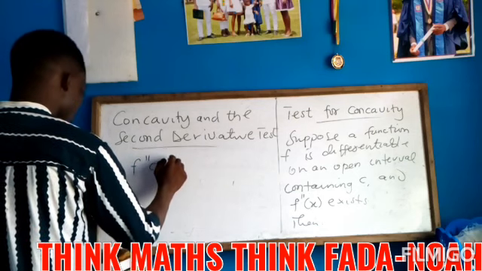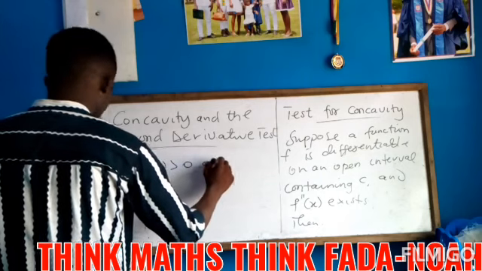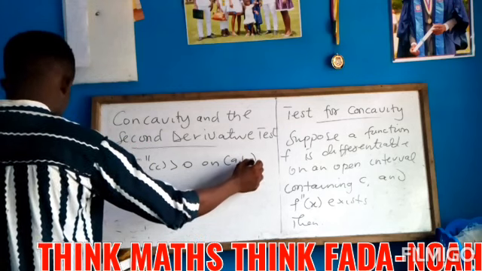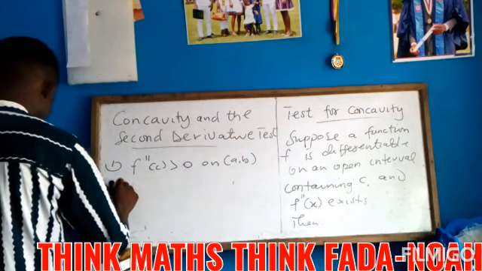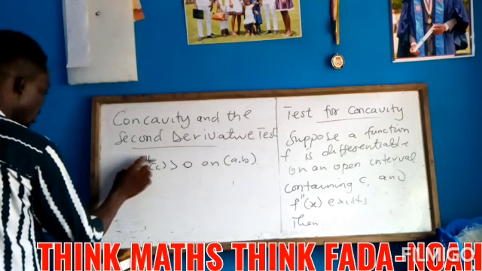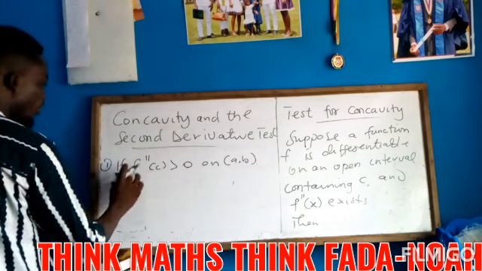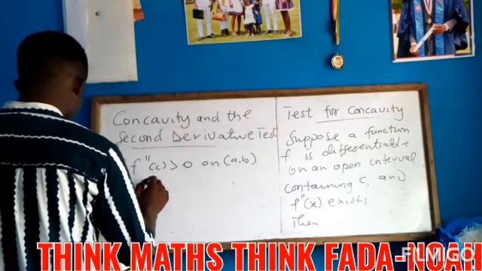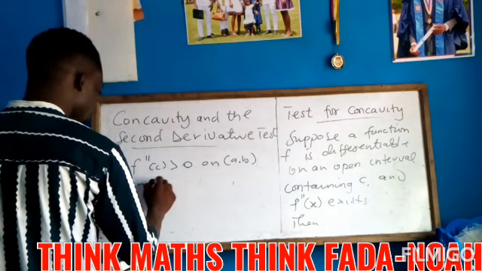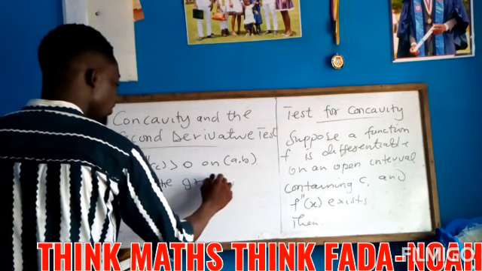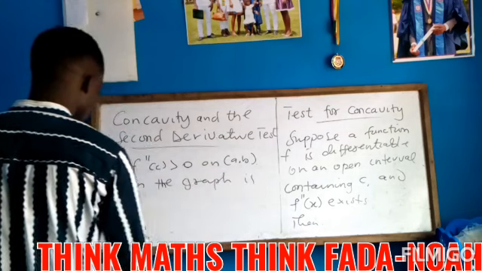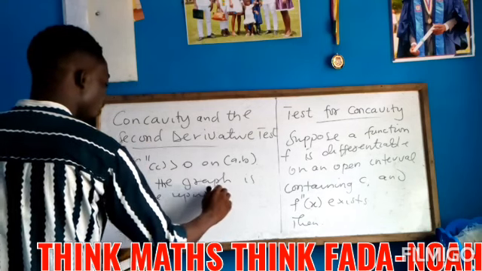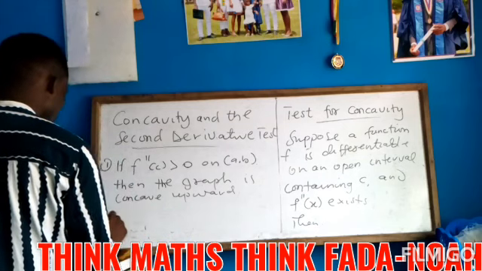f prime prime of c greater than 0 on AB. Sorry, so if f prime prime of c is greater than 0 on AB, then the graph is concave upward. It's concave upward.